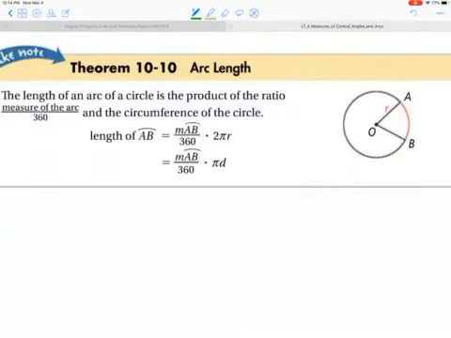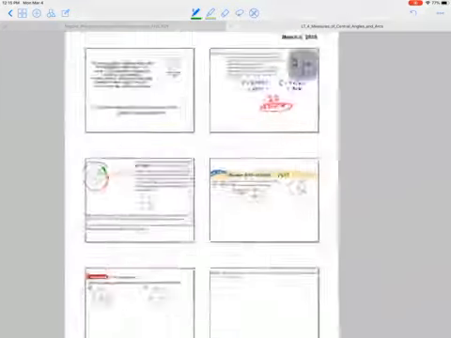Please add this idea of arc length to page 43. It basically means that you take a fraction of the circumference. The length of an arc of a circle is the product of the ratio, which is the fraction, and the circumference of the circle. So I take my central angle divided by 360, because 360 would be all the way around, and then times my circumference. So add that to your handbook.